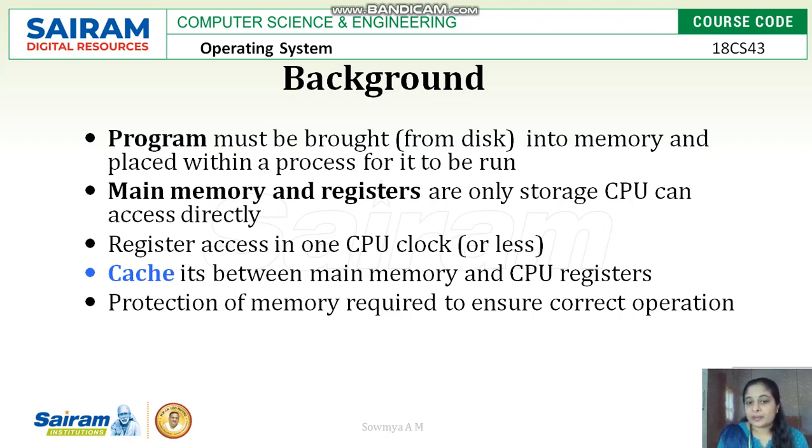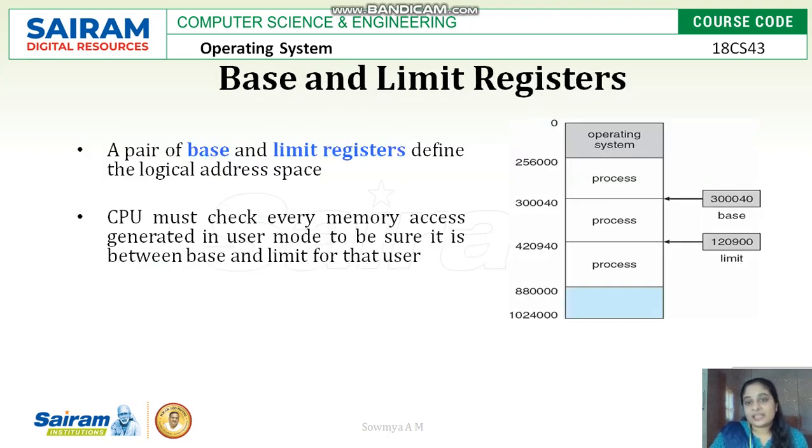Protection of the memory is required to ensure correct operation. Based on how correctly the data from disk is moved to memory and from the main memory to the register, that is how protected your system is. Base and limit registers are the two major registers which provide the protection for accessing correct data for execution.